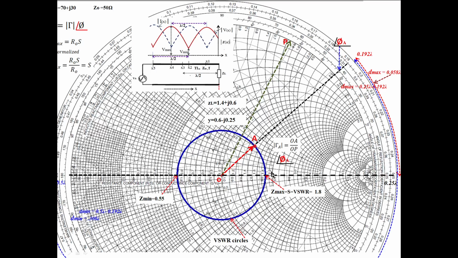The VSWR circle we have drawn because it is given. Okay, minima is here. They have provided that the load is at a distance of some value, for example 0.28 lambda from the minima. Then what you have to do? Start from the minima point. Start from here.